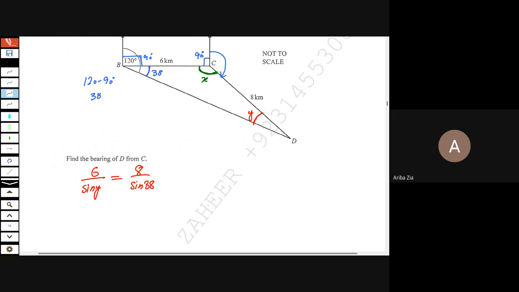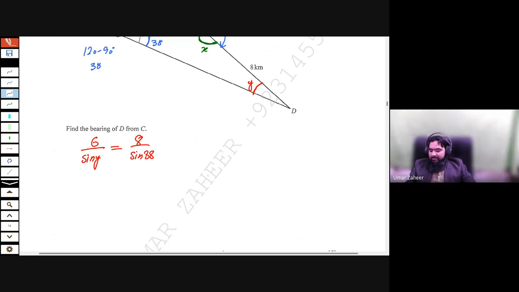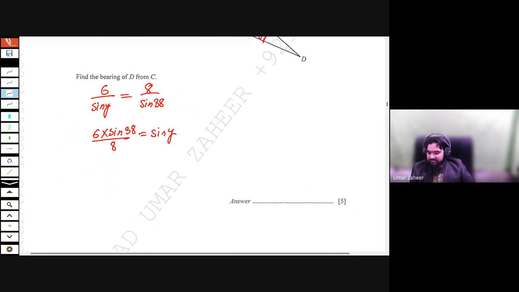Yes, sir. Now we have to make y the subject. Sine y is dividing, so sine 38 is dividing, it will be multiplied. 8 is multiplying, it will be divided. It will be sine y. I have to find y, so take the sine inverse on the other side. It will be sine inverse of 6 multiplied by sine 38 divided by 8. Yes, everyone, please find the value.